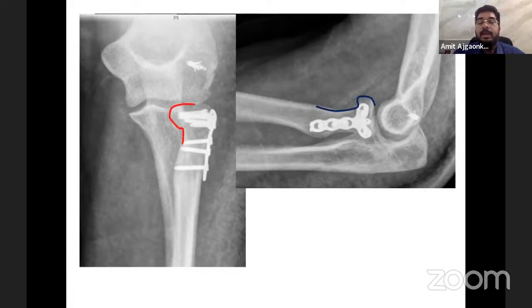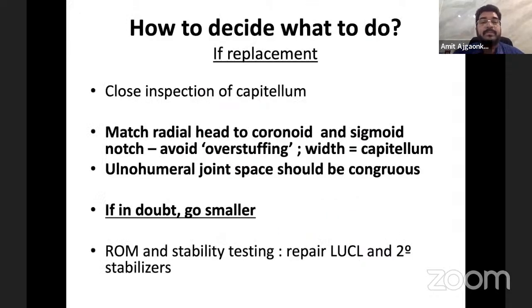Ideally, whenever you're doing a radial head fixation, you have to contour your plate. Nowadays, you get well contoured plates, anatomical plates. But before, these were the days when we only used a hand set of the Synthes, wherein you don't have those radial head contoured plates. If you contour your plate to this and then fix it, it would be better.